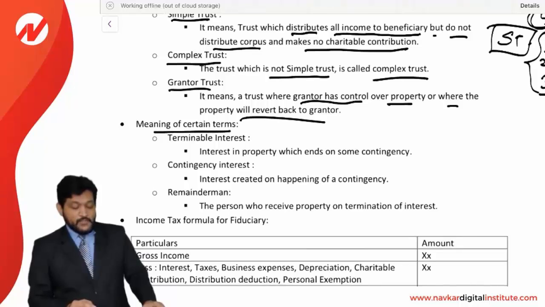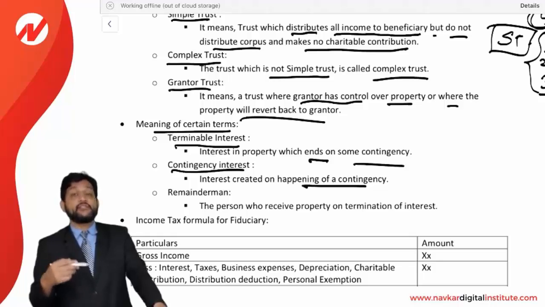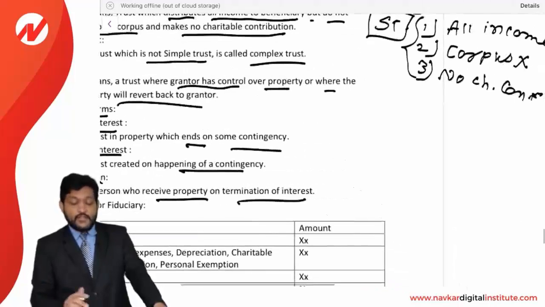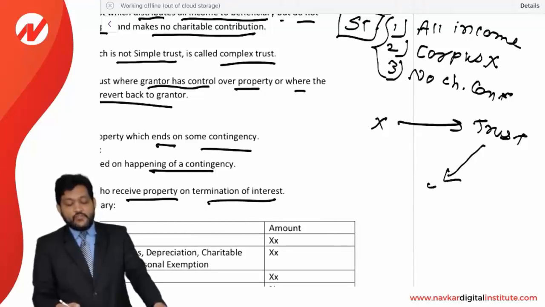Meaning of certain terms. Terminable interest. What is a terminable interest? Interest in the property which ends on some contingency. It means when some contingency happens, the interest or the right in the property will be terminated. Contingent interest: interest created on the happening of a contingency. On a certain contingency, the interest will be given to some party. It is called a contingent interest. And remainderman: the person who receives the property on termination of the interest. Okay, fine. Let's say X has given a property to a trust, saying that the benefit should pass on to Y.